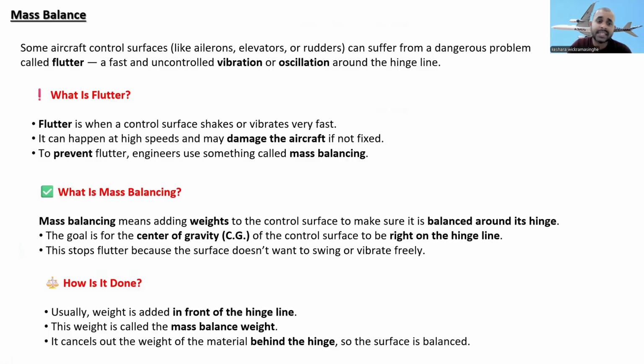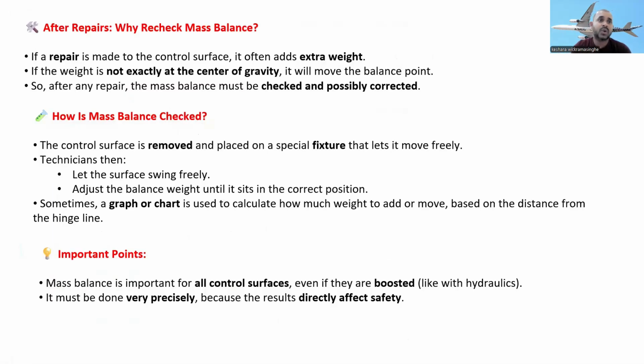Okay, so how is it done? Usually weight is added in front of the hinge line. This weight is called the mass balance weight, and it cancels out the weight of the materials behind the hinge, so the surface is balanced.